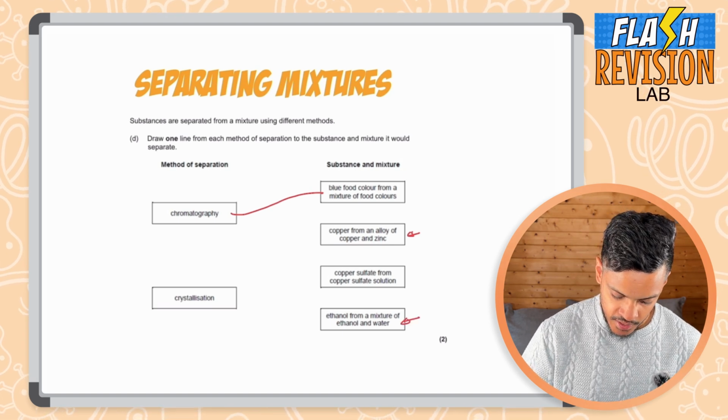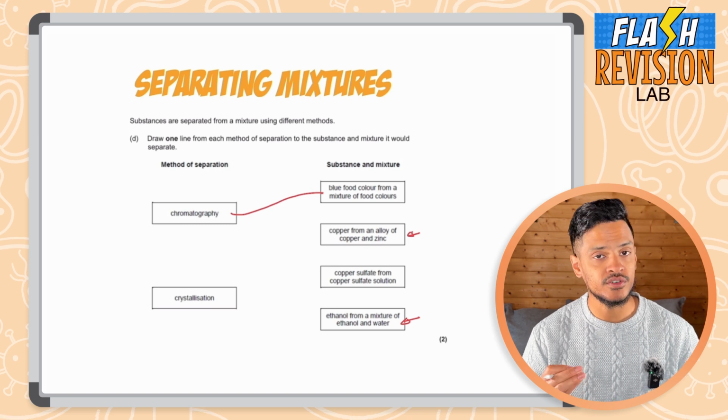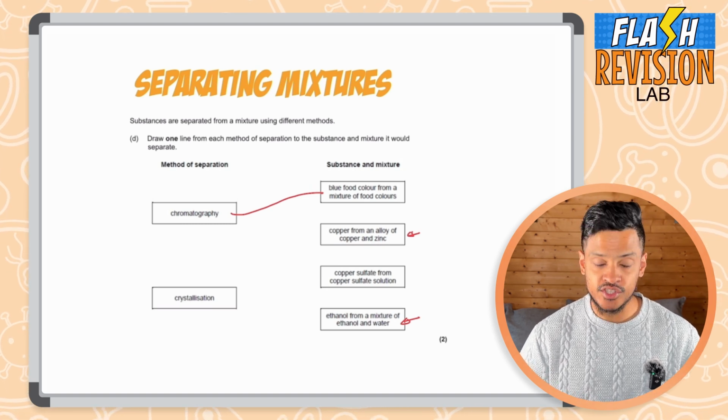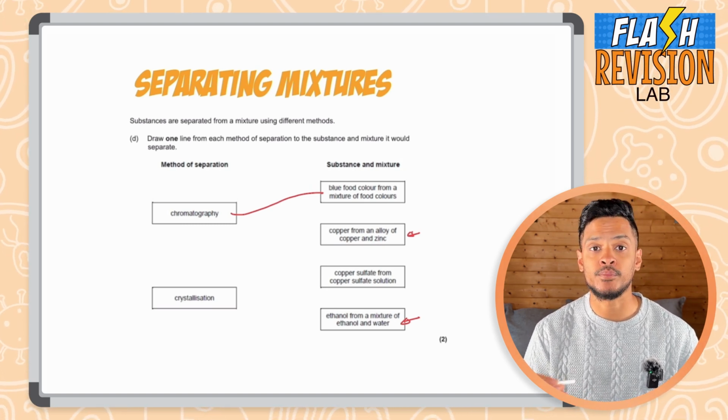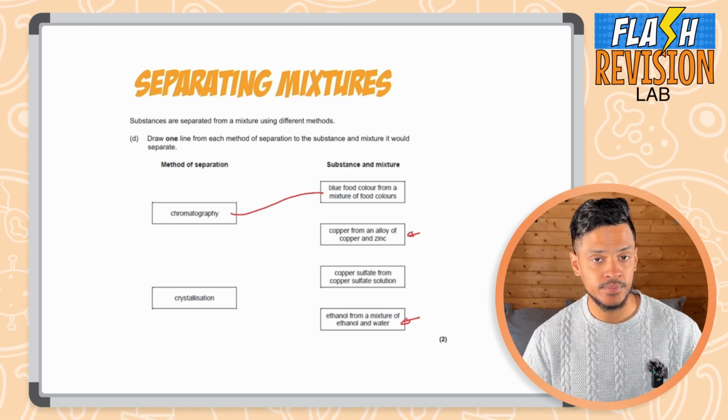At the bottom one here, we've got ethanol from a mixture of ethanol and water. Again, you can't do crystallization here because it's not a salt. Ethanol and water both have different boiling points. So what you would actually use here for the bottom example is simple distillation.